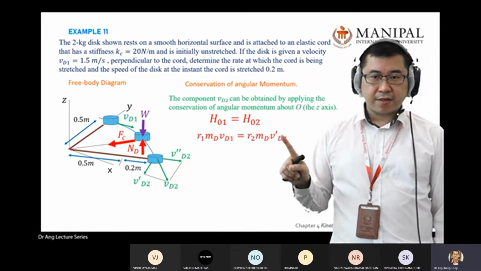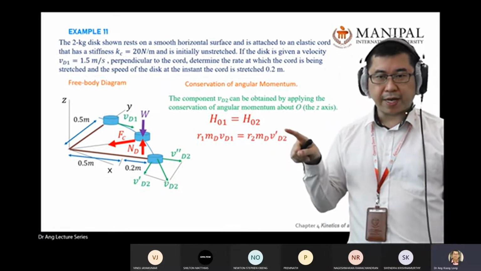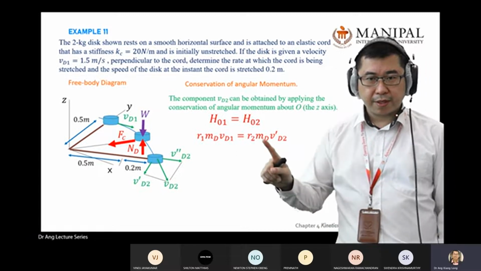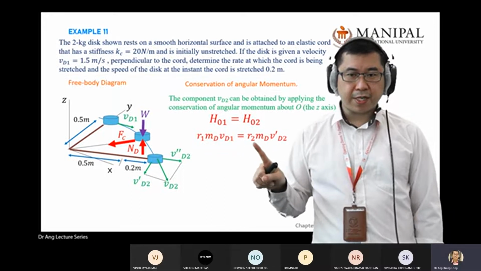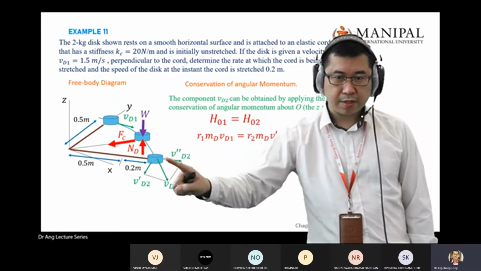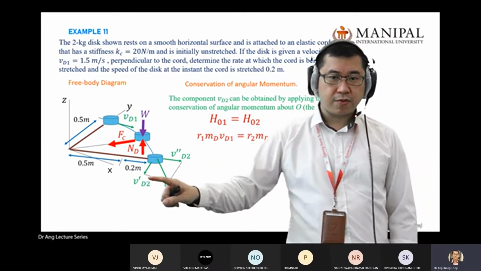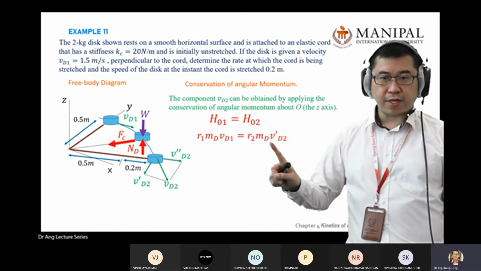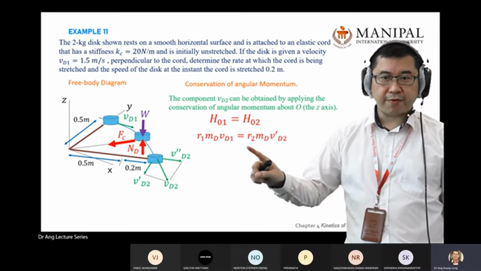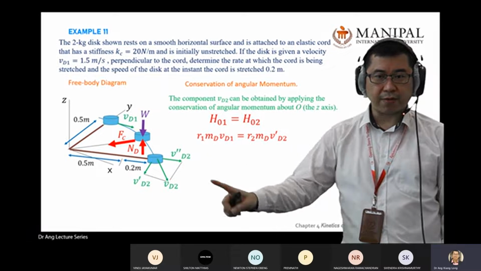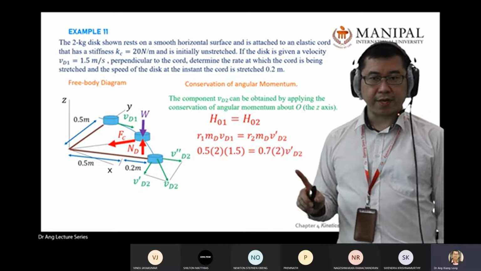After, what is the momentum definition? Mass multiplied by velocity. Momentum multiplied by distance gives you the moment. What is r2? r2 is here. You know your r2. You know your mass. You do not know your vD2. So only one unknown is here. The rest you have. Substitute the value, and you find this one. Okay.